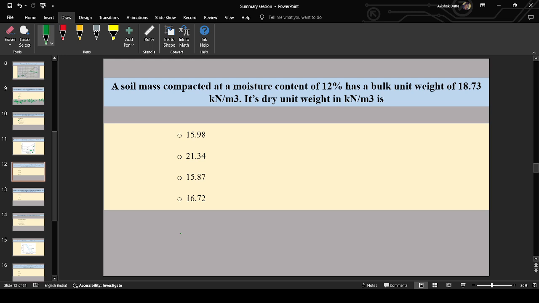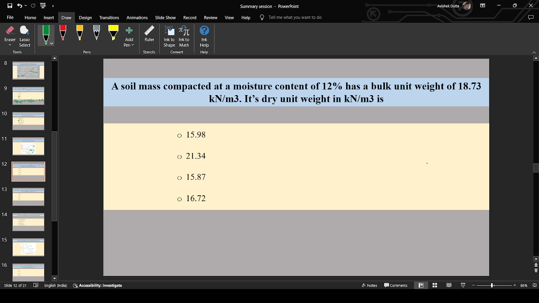So in this case, we have the bulk unit weight given, and the moisture content given. Now we have to find out the dry unit weight. First of all, what is bulk unit weight and what is dry unit weight? Bulk unit weight is mass by total volume and dry unit weight is mass of the dry soil by total volume. If we divide the mass of the dry soil by the volume of soil solids, we get the unit weight of soil solids. Here I am talking about dry unit weight.